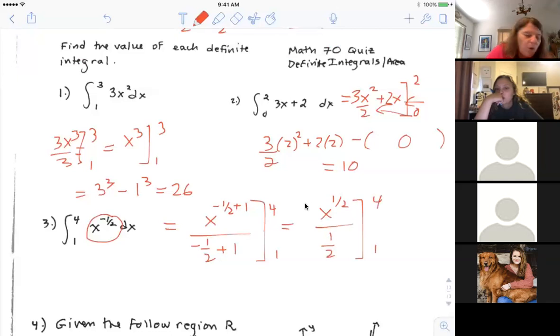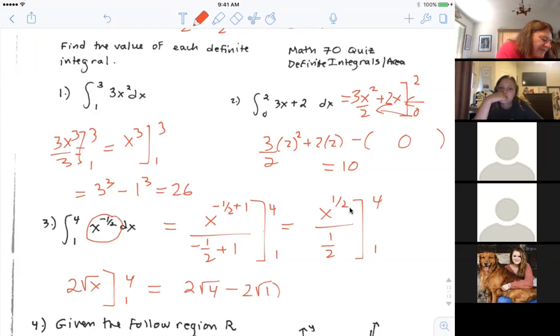If I invert and multiply, this is 2. X to the 1/2 is the square root of x. I'm going to rewrite it because I think that makes it easier for me to plug things in. If I go backwards and rewrite it. Plug in the upper limit first. Plug in the lower limit last. What about the over 1/2? Well, I inverted and multiplied. That's where that 2 came from right there. All right. Got it? Okay.